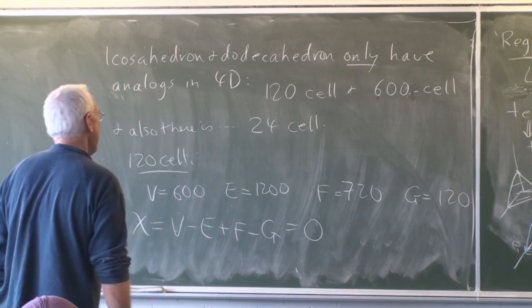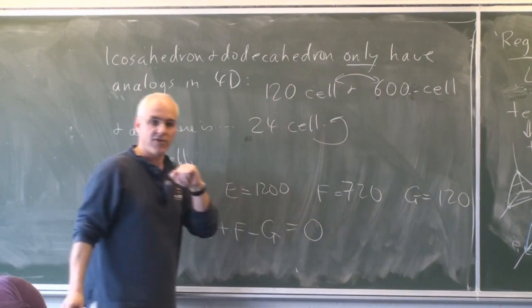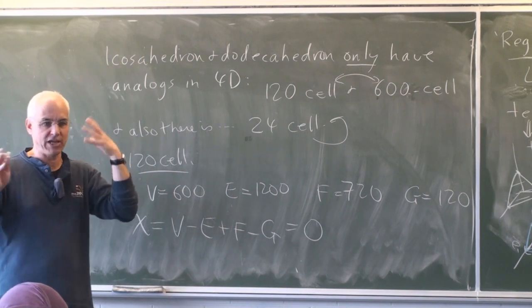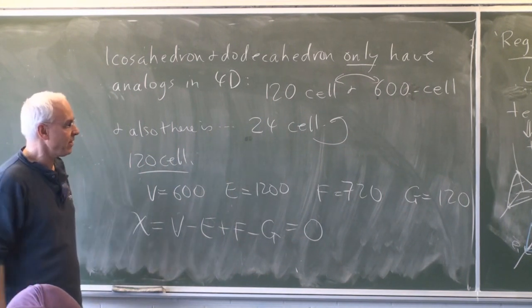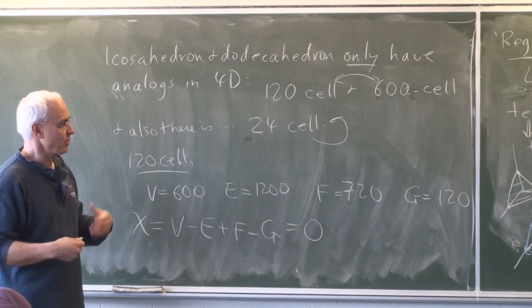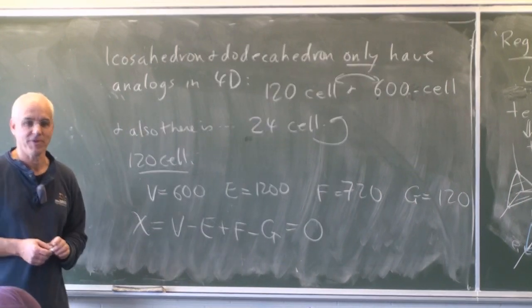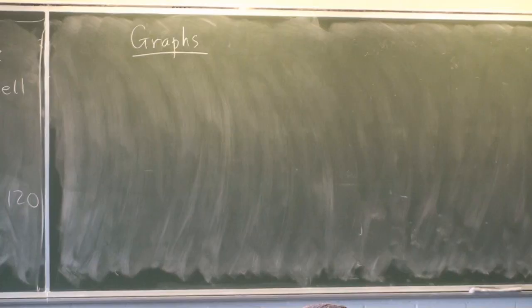Oh, the 24 cell. Yeah, the 24 cell is self-dual. These are dual. The 24 cell is self-dual. It's some kind of tetrahedral analog, but it's not really a tetrahedron. Maybe if I have time later in the course, we talk about quaternions, I'll explain how to think about that using quaternions. But I'm not sure if I'll get to that.